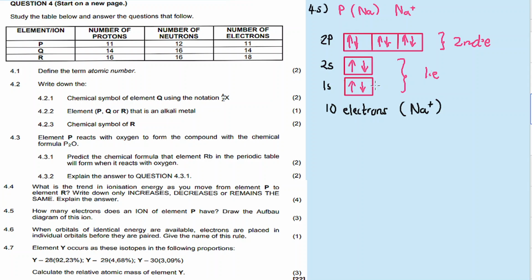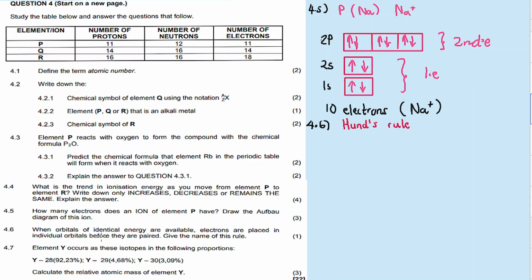So 4.6, when orbitals of identical energy are available, electrons are placed in individual orbitals before they are paired. Give the name of this rule. It's the rule we used above, 4.6 Hund's rule.